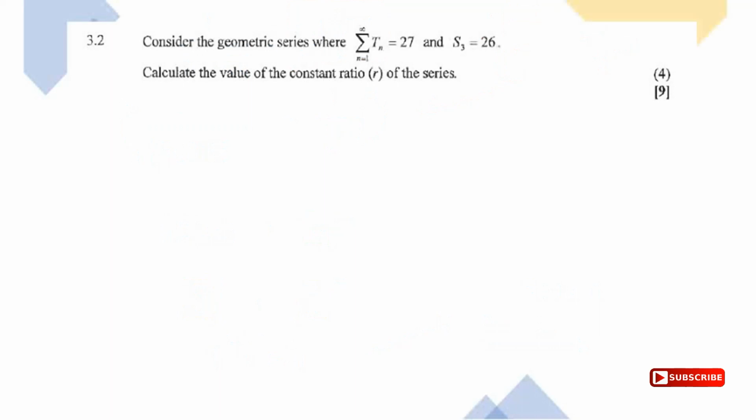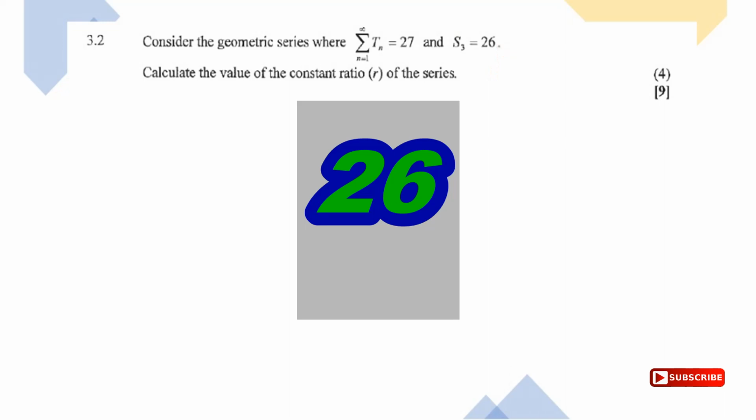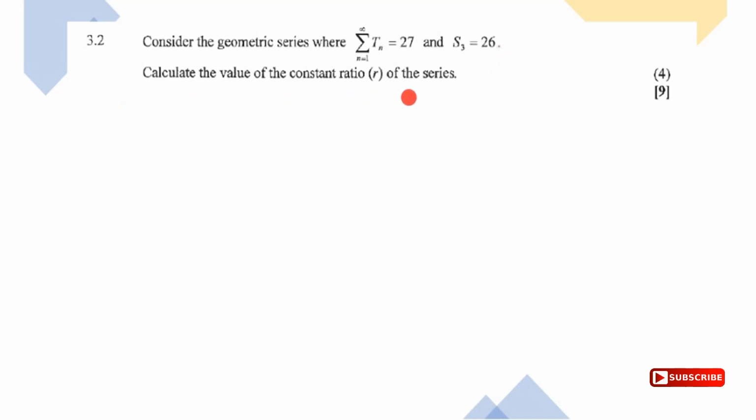Okay, question 3.2. Consider the geometric series where we are told that the sum of this series from n equal to 1 to n equal to infinity is equal to 27. And also the sum of 3 terms in this geometric series is equal to 27. So we need to calculate the value of the constant ratio of this series. So we've got a series, right? And it's a geometric series. And we need to determine what the constant ratio is for this geometric series, right?